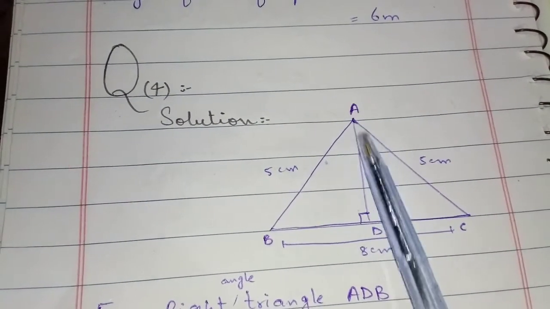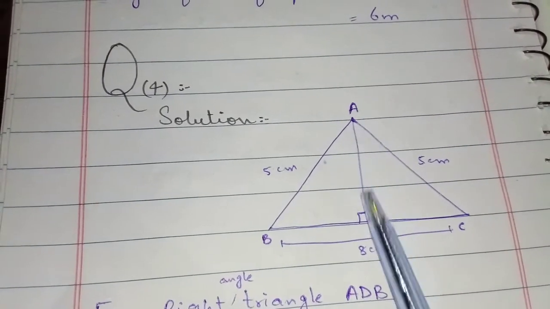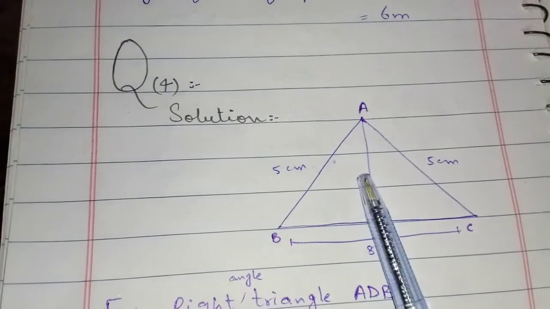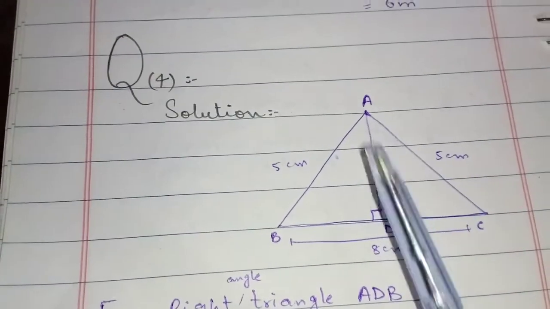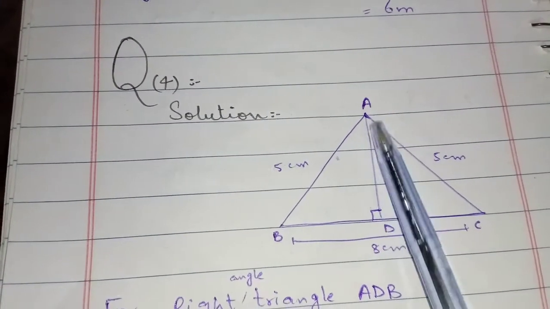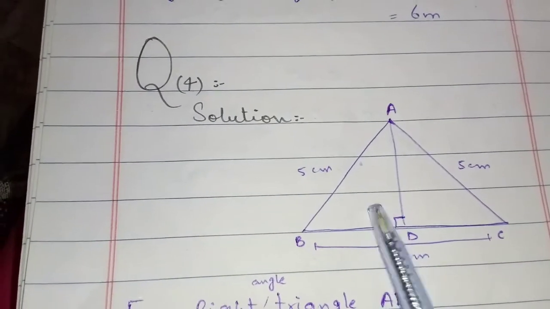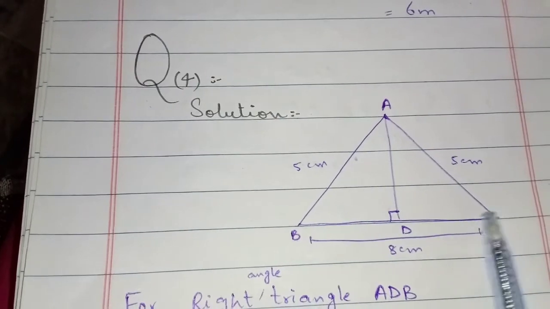First of all, we have to find the area of this triangle, then the area of this triangle, then we have to add them to find the area of the whole triangle. So first of all, we have to find the altitude of the triangle, because as we know, the area of a triangle is 1/2 base into height. So this whole base is equal to 8 centimeter.